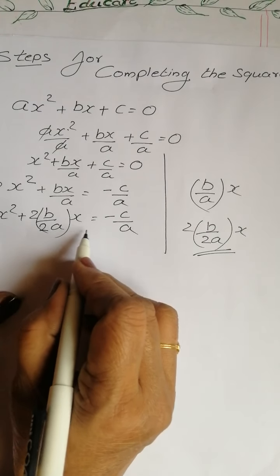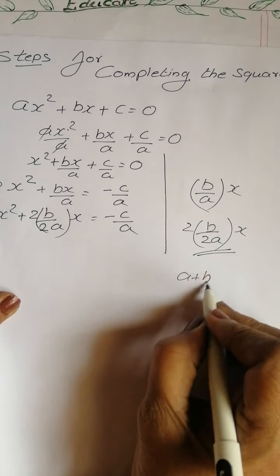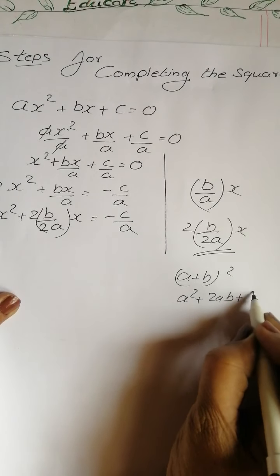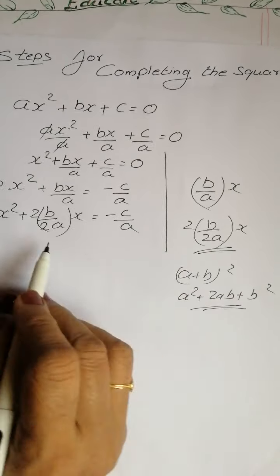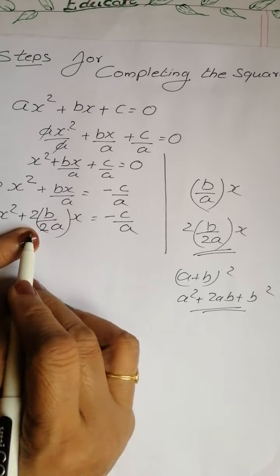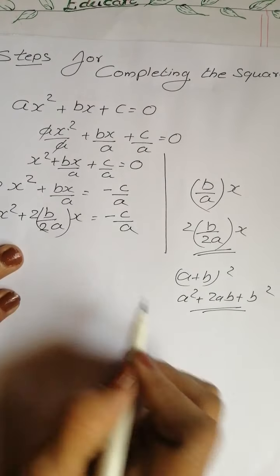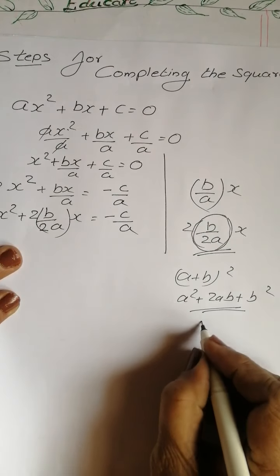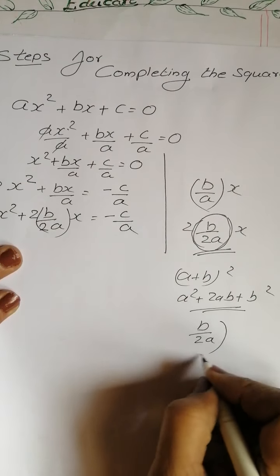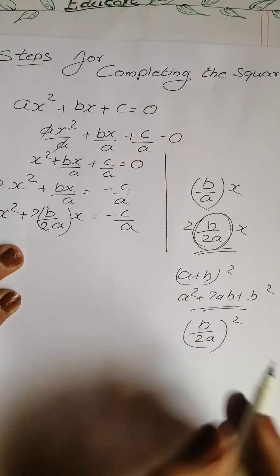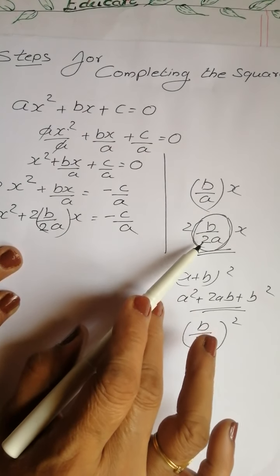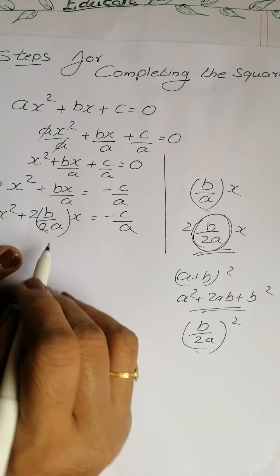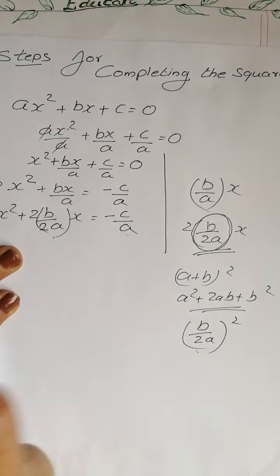Now we have to make the identity, meaning a plus b the whole square comprises of a square plus 2ab plus b square. Is it not? So we got a square, we got 2ab. Now we have to get b square. So what we have to do? Take only this number, that is b by 2a, and square it. Take only the x coefficient, make it half and square it, and add this number to LHS and RHS.